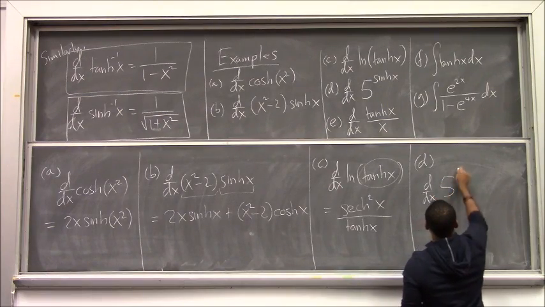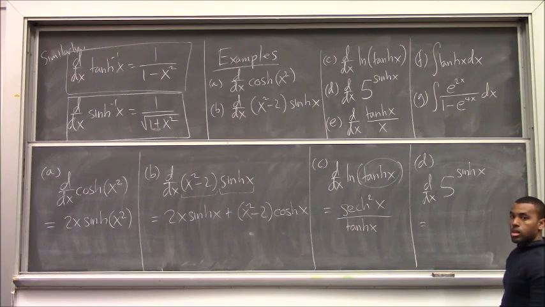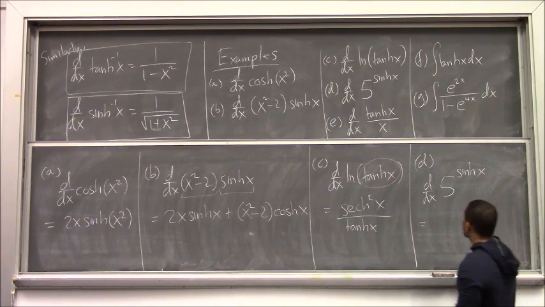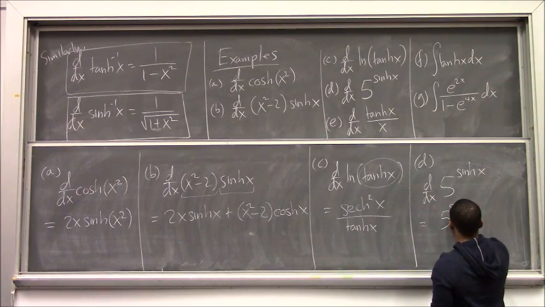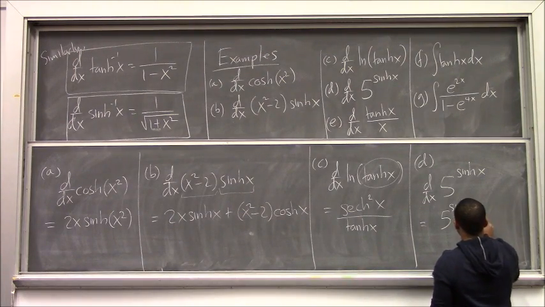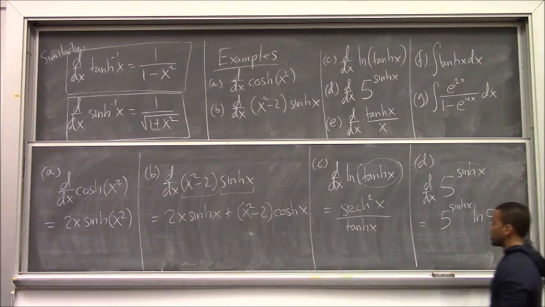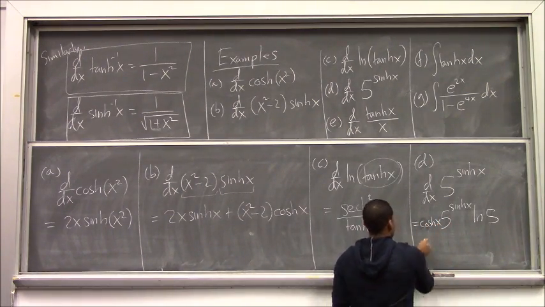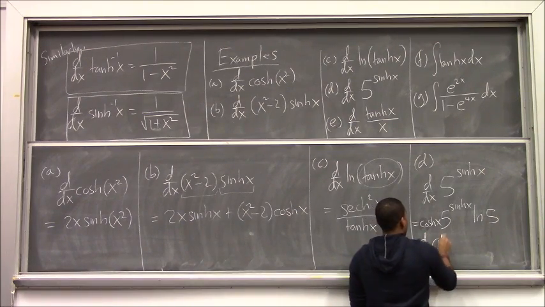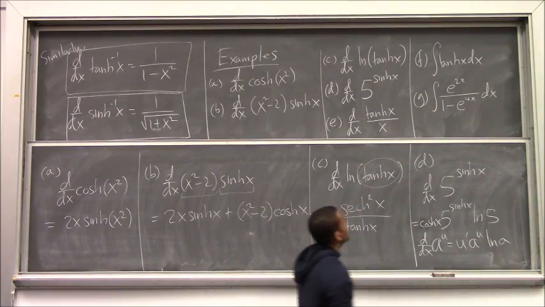How do you differentiate 5 to the sinh? It's the derivative of a to the x, the same format, so it's 5 to the power of sinh x times ln 5, times the cosh x. So you need the chain rule. You apply the chain rule to a to the u: it's u prime a to the u ln a, where a is a constant greater than 0.